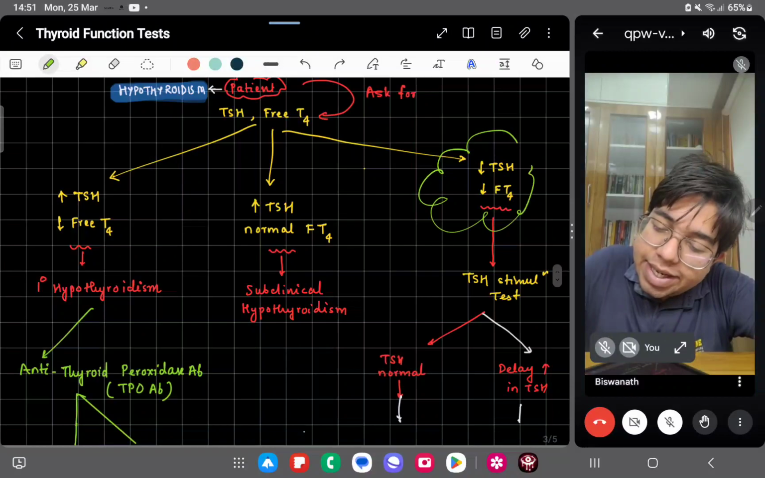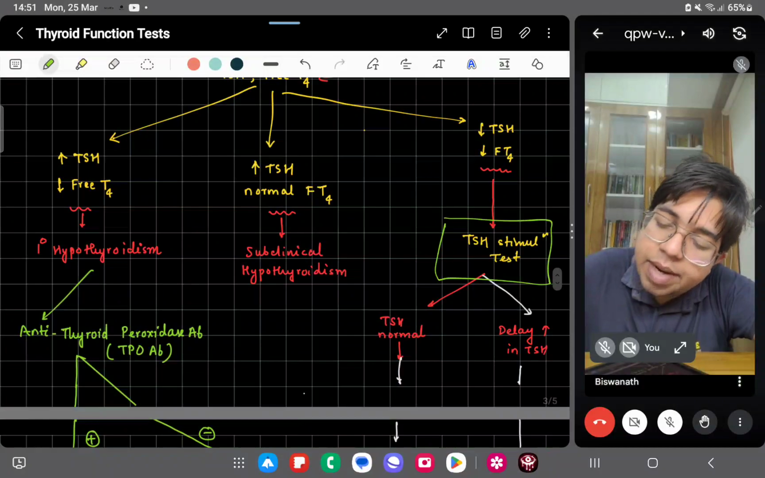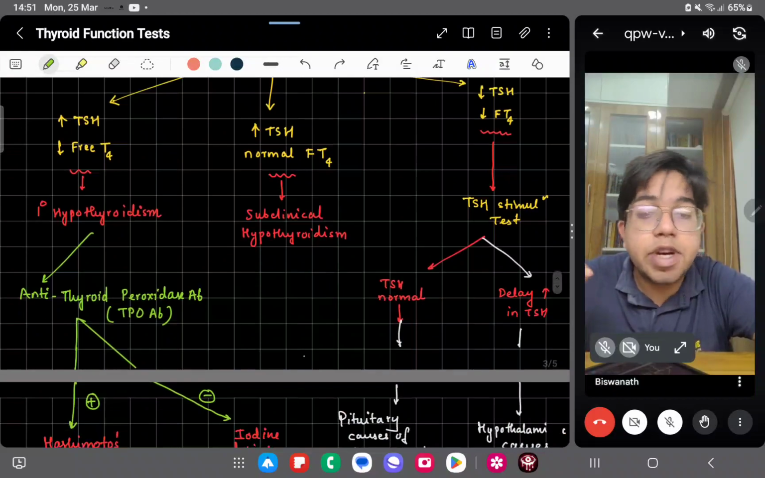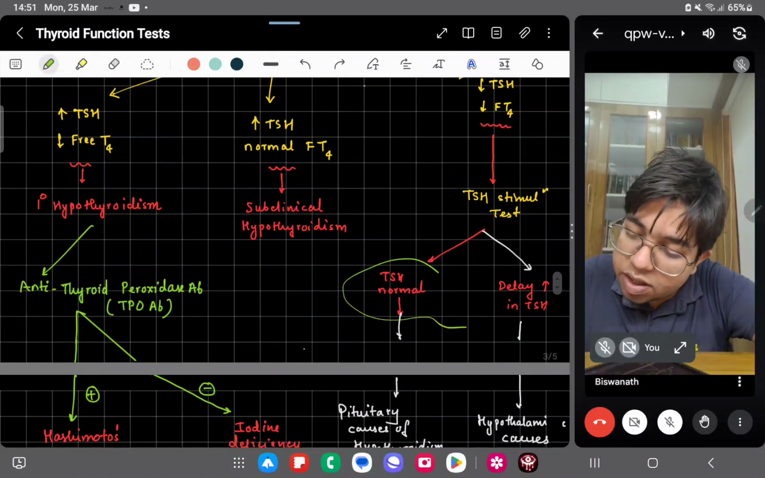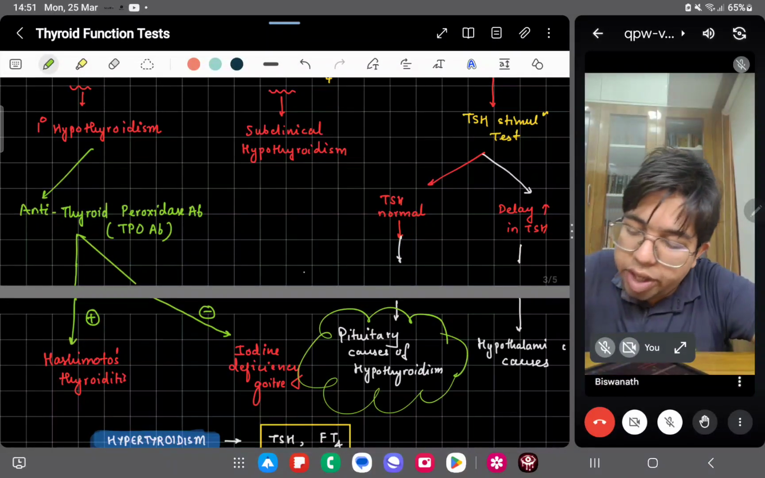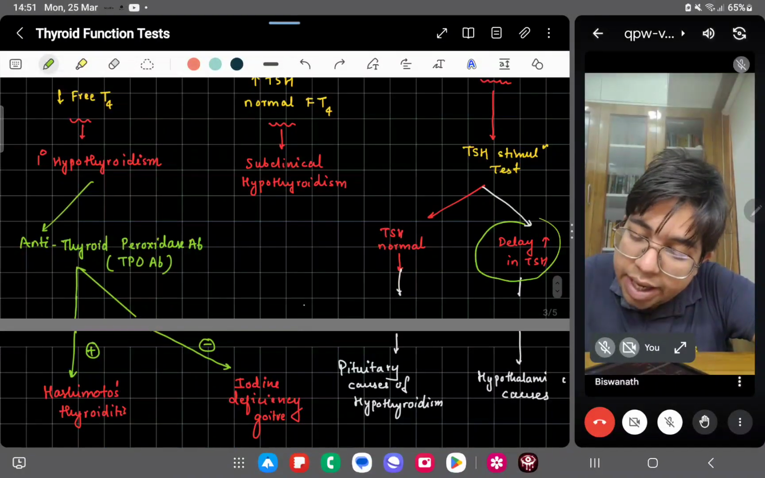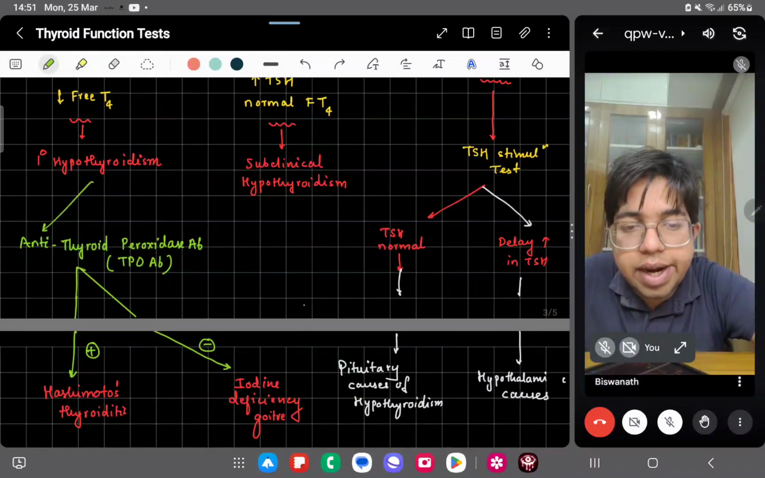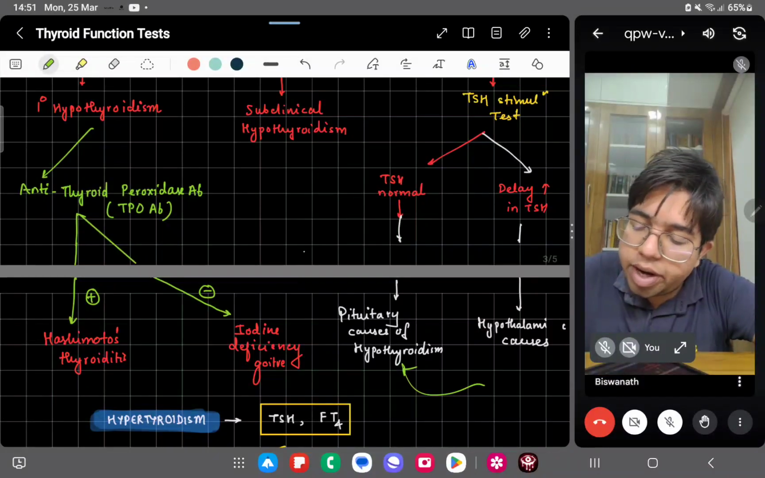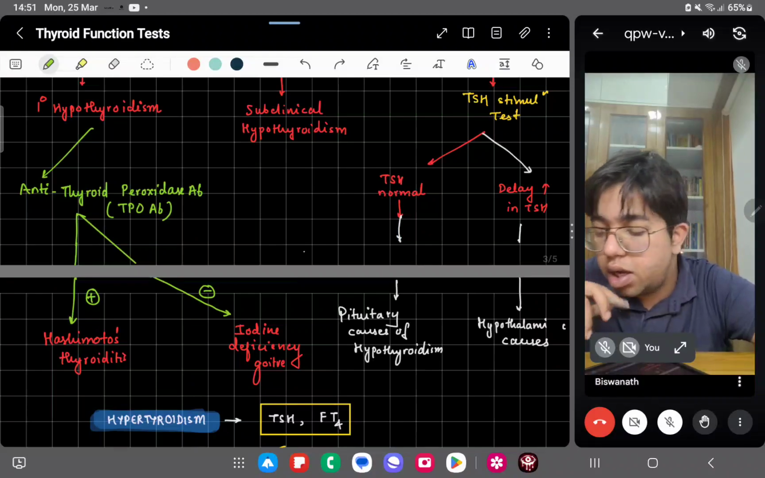If there is decreased TSH and decreased T4, both are decreased, then you have to prescribe a TSH stimulation test, to assess the function of TSH as well. And if TSH is normal, then you can tell that we have pituitary causes of hypothyroidism. And if there is a delayed increase in TSH, then you can rule out pituitary and say that we have the hypothalamic causes of the disease.